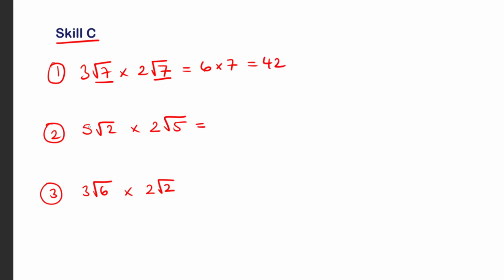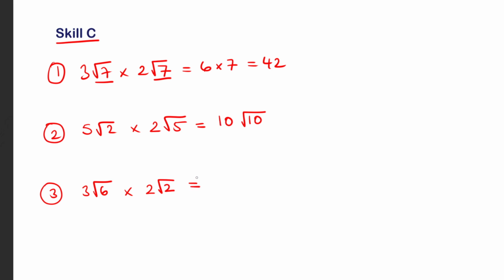Okay, in this example we've got 5 times 2, which gives us 10, and square root of 2 times square root of 5. Well, you know when you multiply two square roots, you multiply the numbers themselves and the answer is under a root. So it's root 2 times root 5 is root 2 times 5, which is 10. So the answer to this one is 10 root 10.